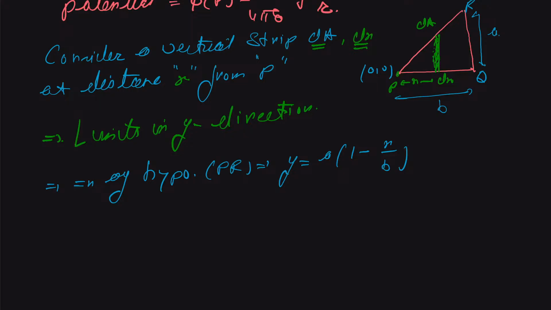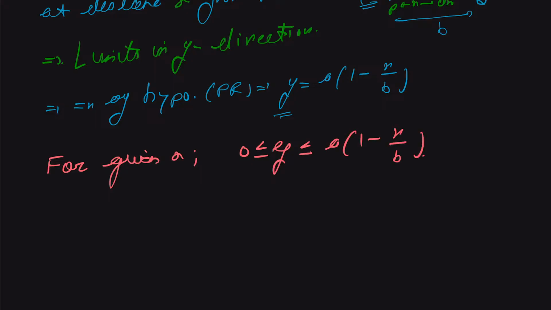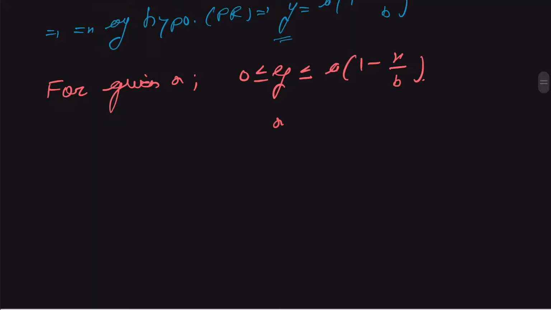And for a given value of x, the y is going to vary from 0 up to this value. So we can say that for given x, our y will be greater than 0 but less than or equal to a(1 minus x upon b), and our x will be varying between b and 0. So we found out the limits in which both the variables x and y are going to vary.